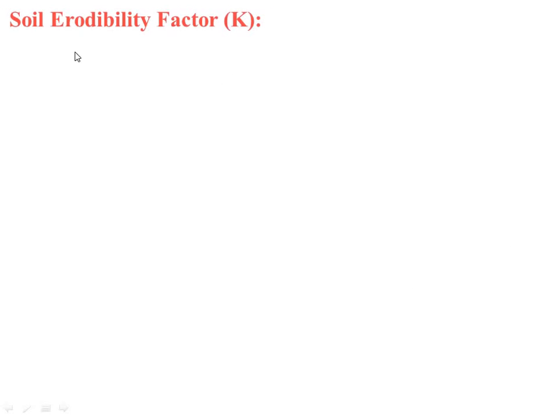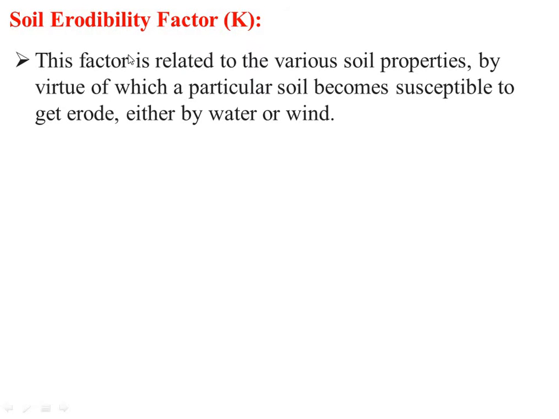The next term is soil erodibility factor, that is capital K. We have seen rainfall erosivity and now we are seeing soil erodibility. This factor is related to the various soil properties by virtue of which a particular soil becomes susceptible to get eroded either by water or wind. So remember, erosivity is the characteristic of the rainfall and erodibility is related to soil. Erodibility is the resistance of the soil to both detachment and transportation. So if any particular soil can resist detachment and transportation, obviously the erosion will be less.